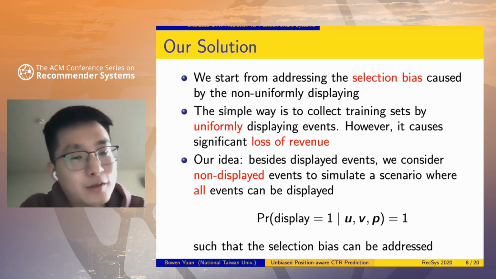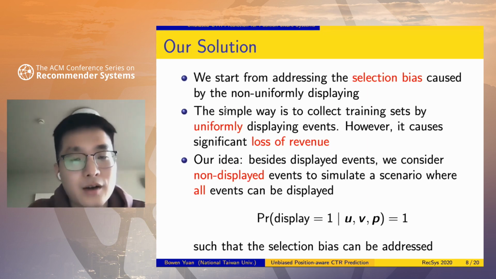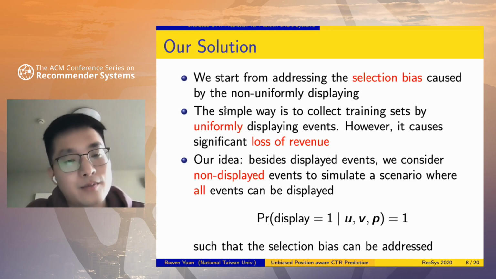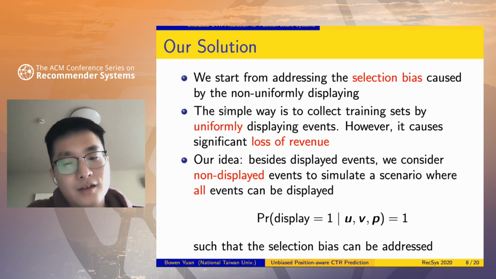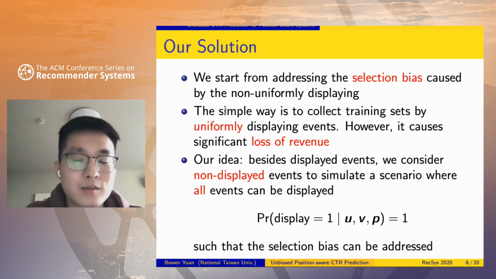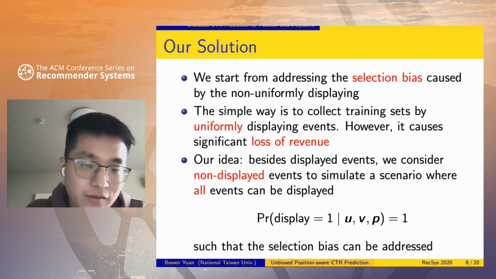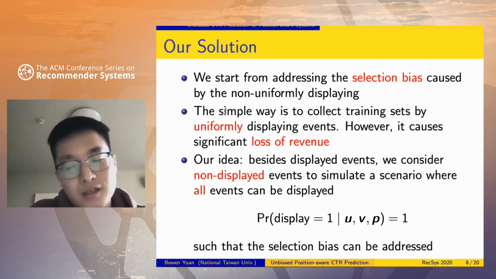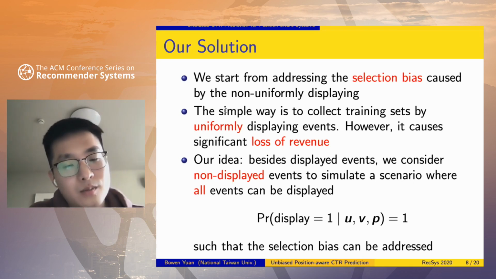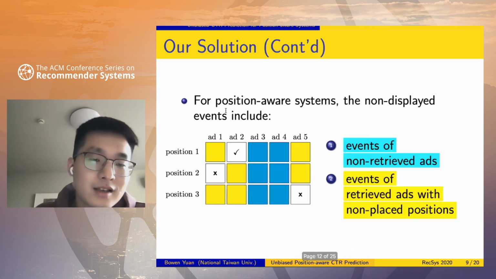So now let me introduce our solution. We start from addressing the selection bias caused by the non-uniform displaying. The simple way is to collect the training set by uniformly displaying events. However, it causes significant loss of revenue. Instead, our idea here is to consider non-displayed events to simulate a scenario where all events can be displayed, so that the selection bias can be addressed.